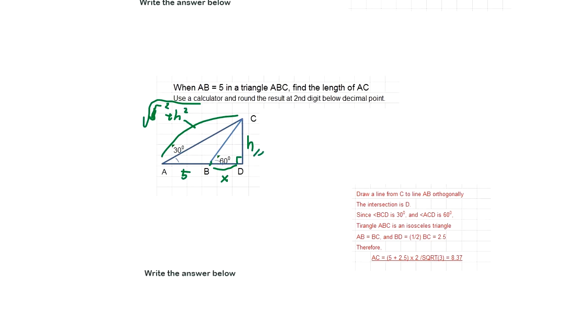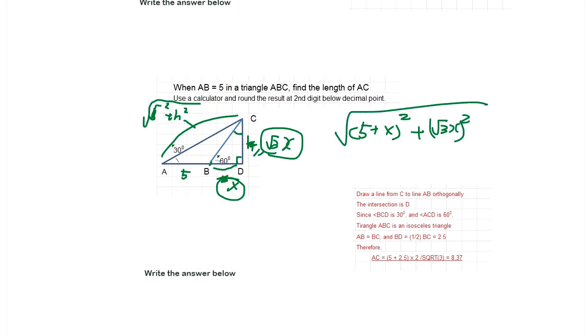Okay, but this is 60, right? So it's a 30. So we know the ratio. Say this is x, then this is square root of 3 x, right? So 5 plus x square, Pythagorean theorem, plus square root of 3 x square is going to be AC. So we have to make another equation to find out x, right?